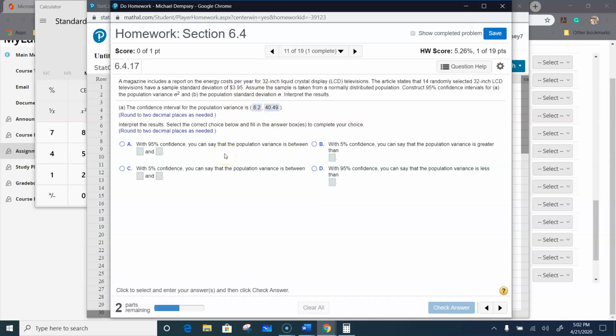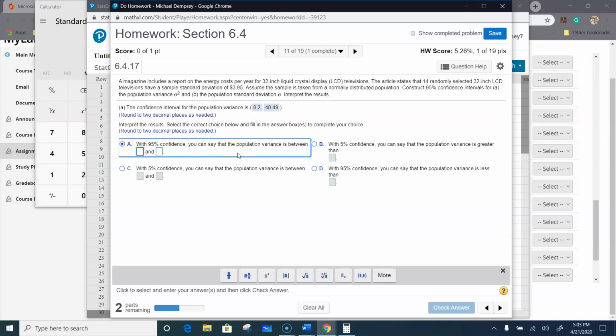So with 95% confidence, we can say that the population variance is between 8.2 and 40.49. I don't know why they needed me to retype that. Yeah, that's just an interpretation of a confidence interval.